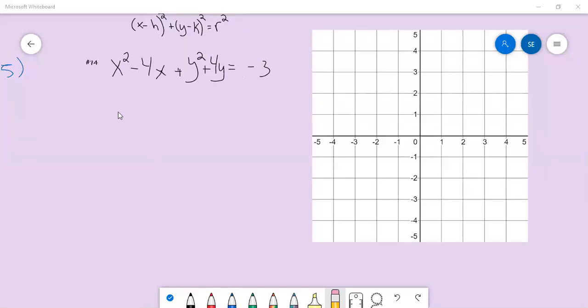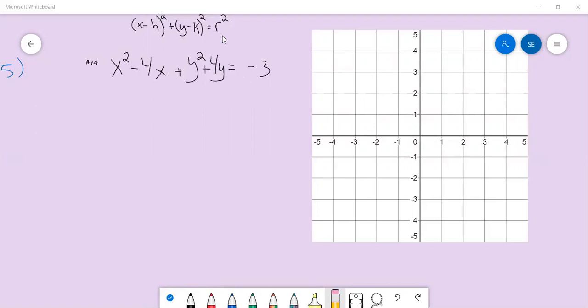So we have this equation. This is number 74 in your textbook: x squared minus 4x plus y squared plus 4y is equal to -3. We want to graph this. Well, we have this x squared and this y squared, and we know that it's probably some sort of circle, but it doesn't look like our standard format for a circle. It's not in that form, so we need to get it in that form.